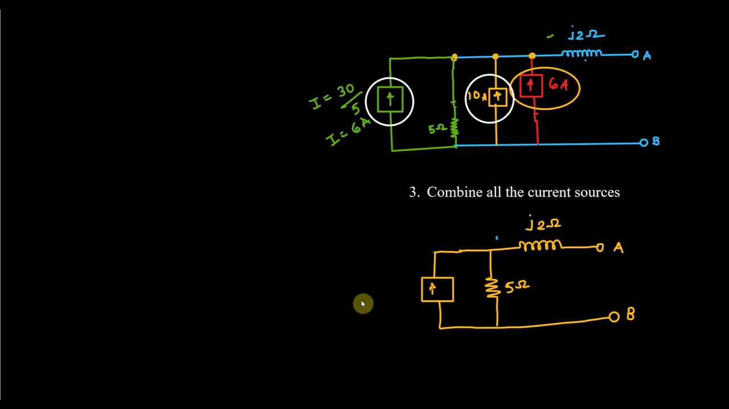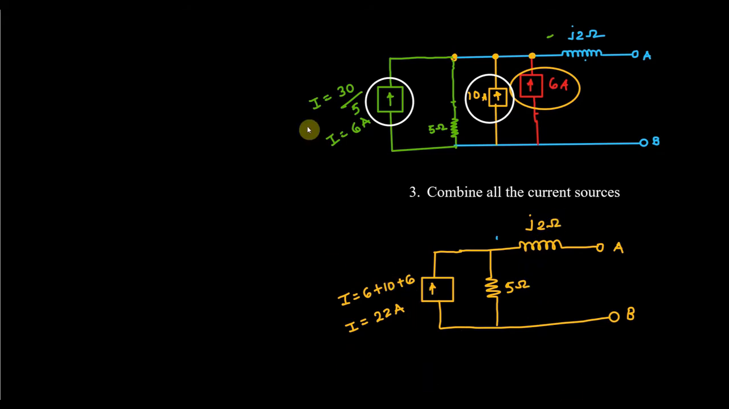The equivalent current comes out to be the addition of all the currents. So 6 ampere plus 10 ampere plus 6 ampere, because all are in the same direction, so the resultant is 22 ampere. But this is not the complete solution, because they have asked to convert into a single source and single element.